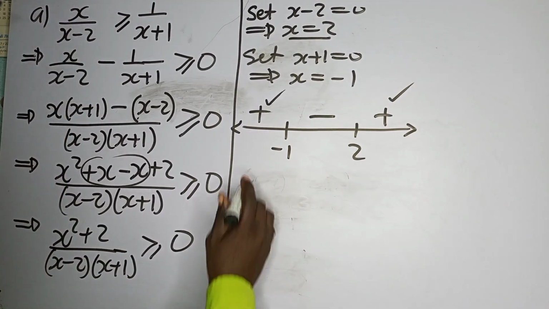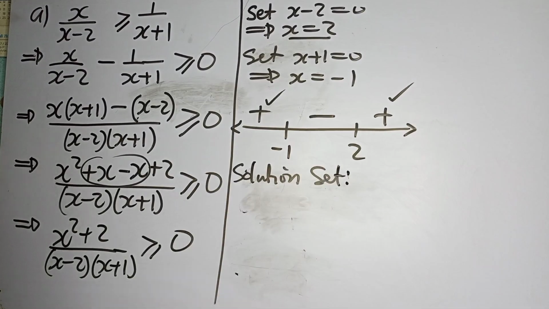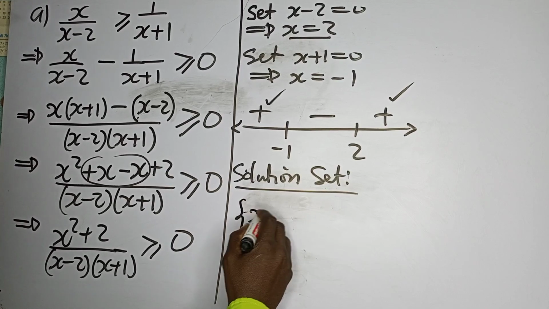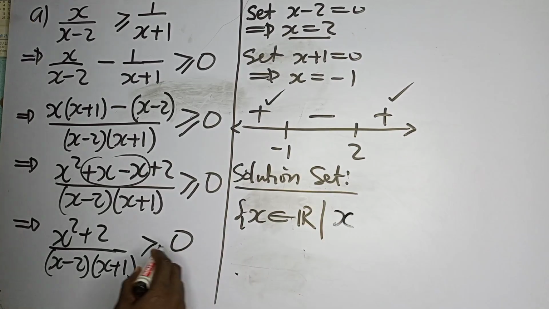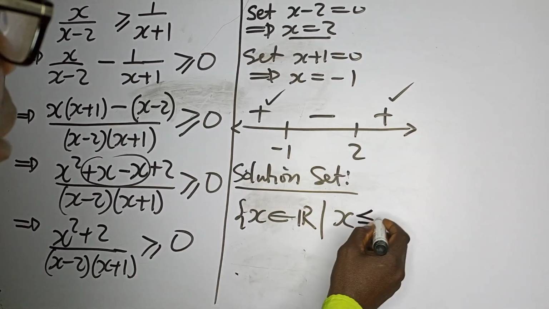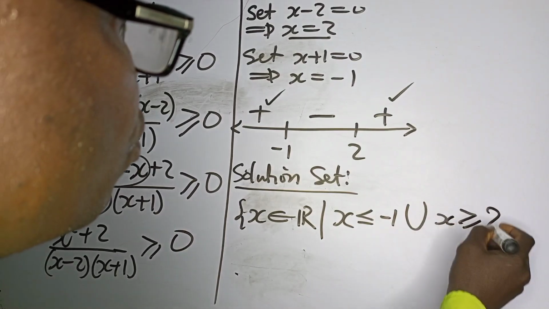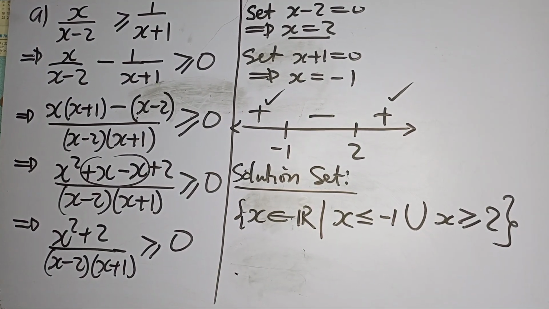Now, pay attention. Solution set. Now, don't make the following error, to say our solution set will be all real values of x such that x, we want to follow the inequality sign, less than or equal to negative 1, or x greater than or equal to 2. This is erroneous. This solution set is not correct. So please pay attention. Why is it not correct?